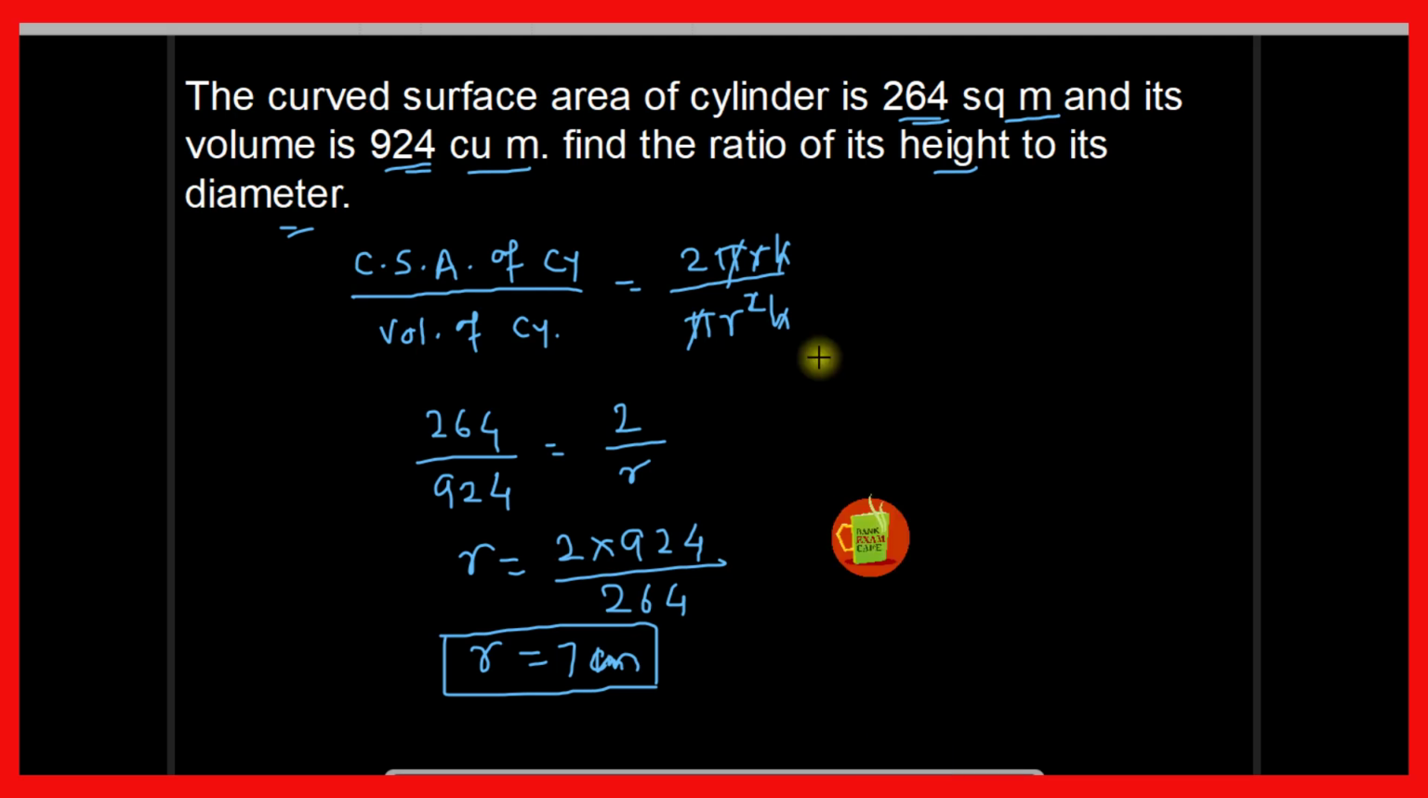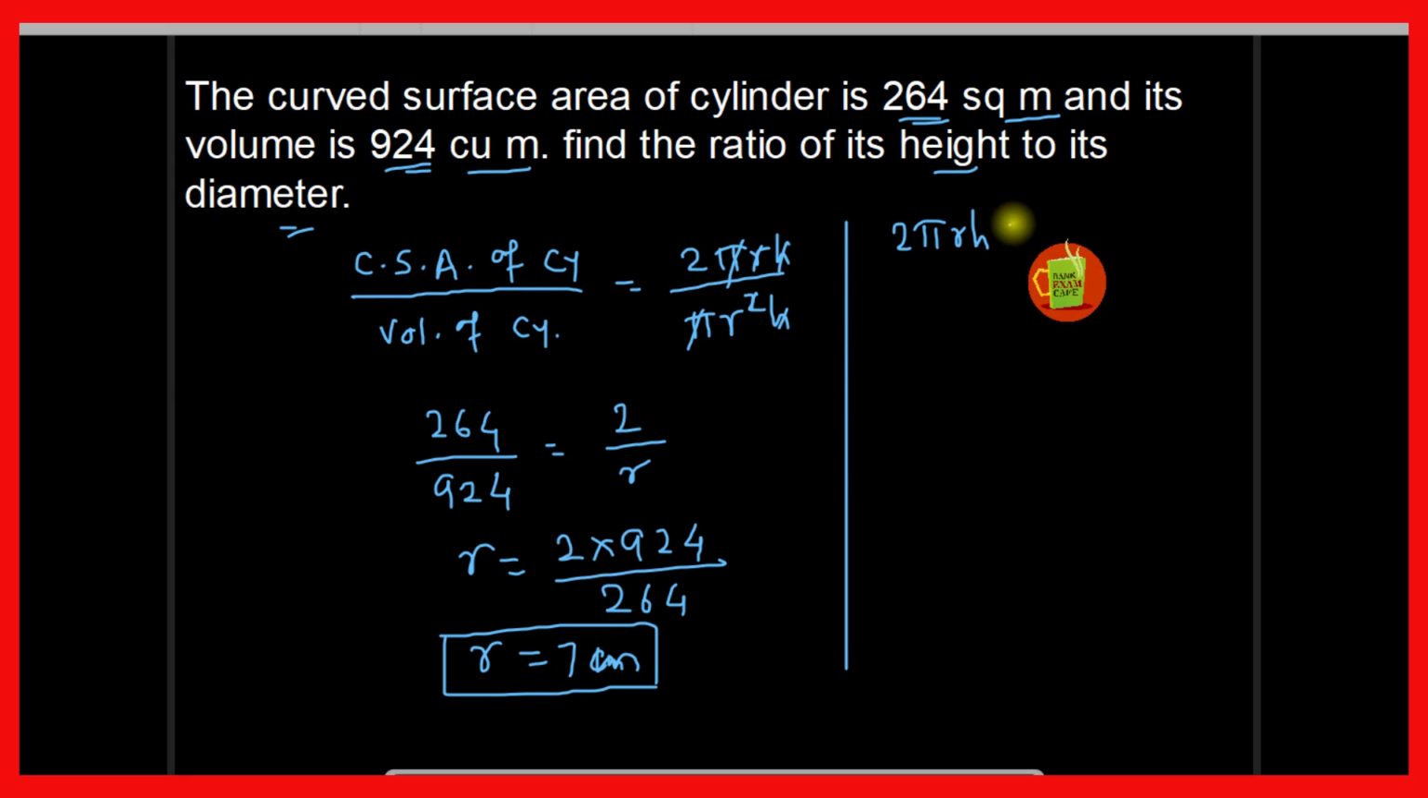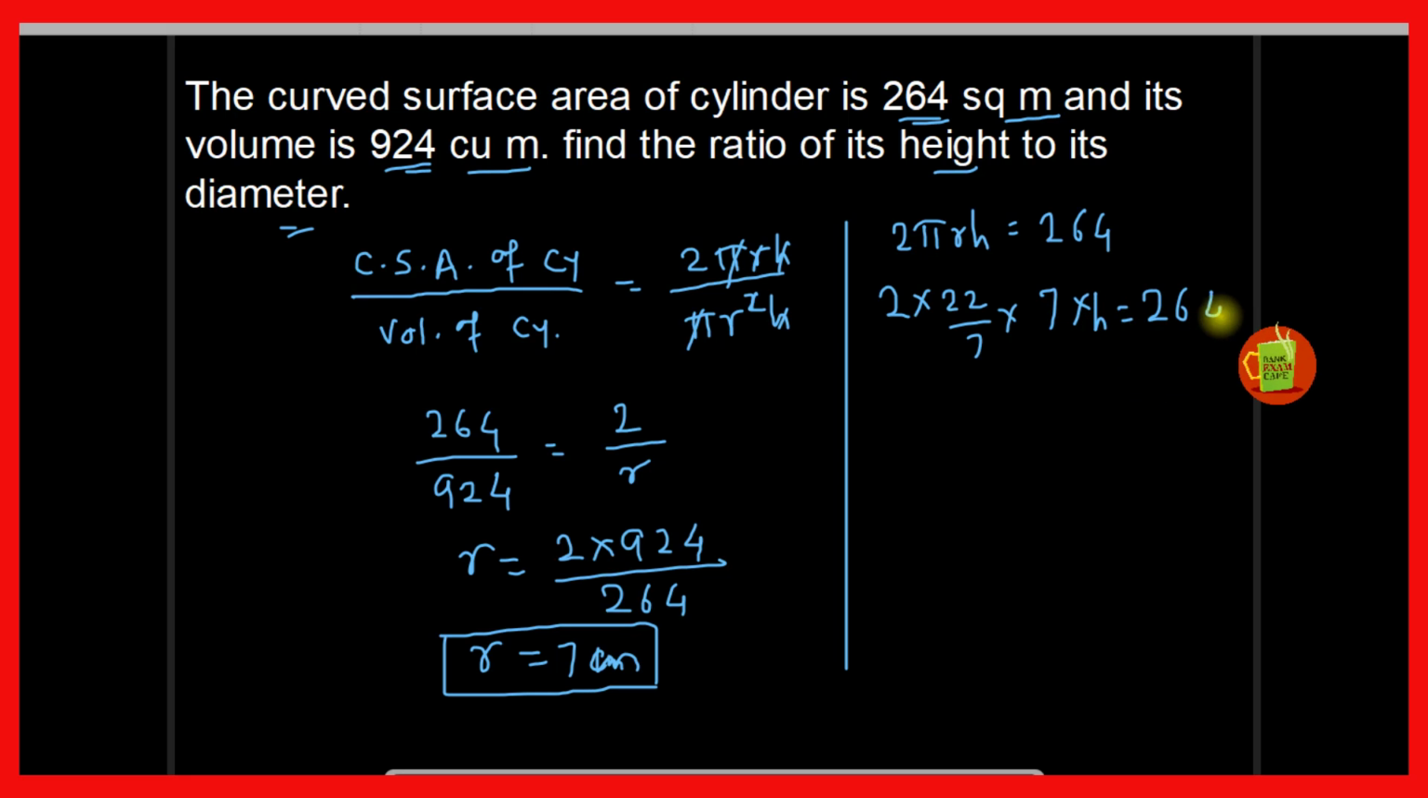Now we will find the diameter, because we have to find the ratio between the radius and the diameter. So to find the diameter, we know that 2 pi r h is equal to 264. Curved surface area is given as 264 square meter. Now here this will be 2 into 22 by 7 into r is 7 into h, which is equal to 264. So this 7 and 7 will get cancelled.